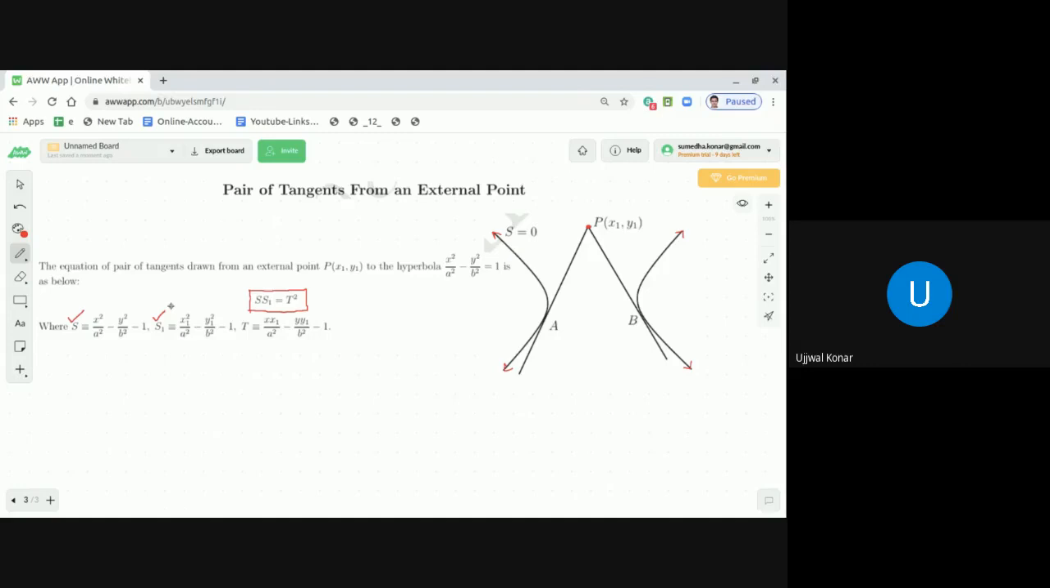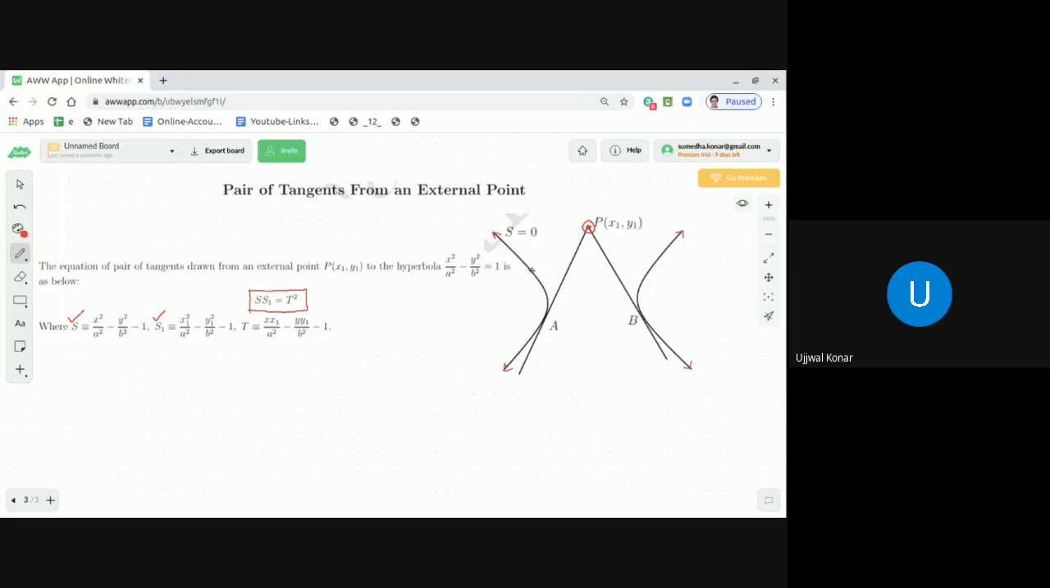And what is T, dear students? T is nothing but the value of the expression x x1 by a square minus y y1 by b square minus 1. Now, here I would like to tell you that if you make T equal to 0, it looks like an equation of a tangent. But we are just using that concept as if P is a point on the hyperbola, but practically it is not. As you see, the point P is outside of the hyperbola.